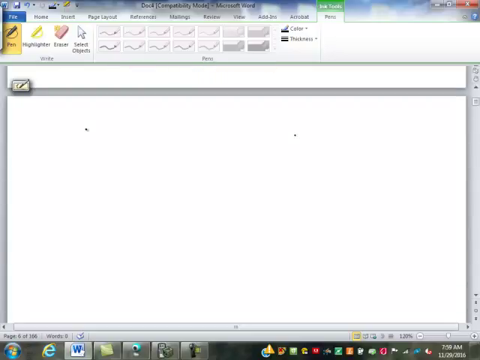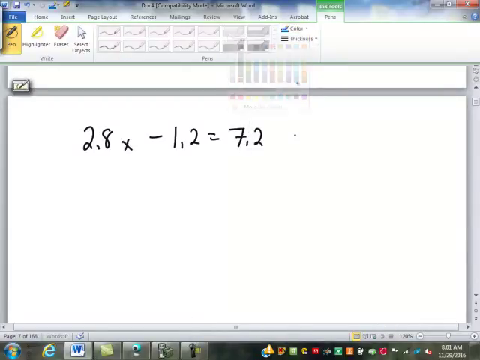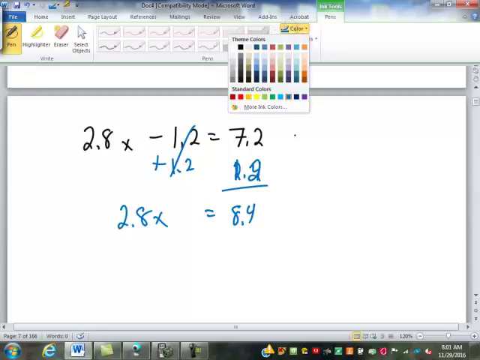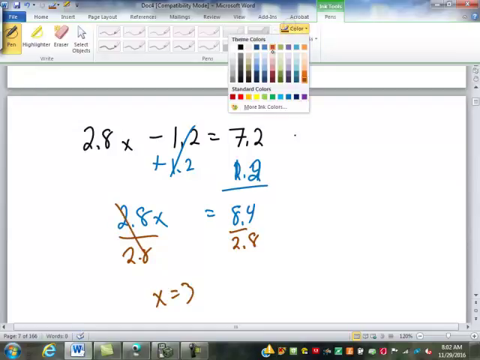How about something like this? Give that one a shot in your notes. First thing we have to do here is add the 1.2. So this becomes 2.4 here, or 8.4 there. So 2.8x equals 8.4. Divide by 2.8 gives us x equals 3.